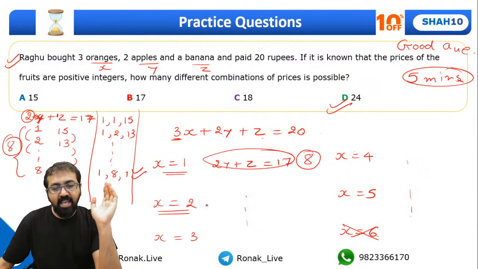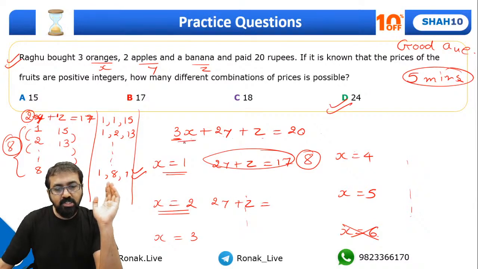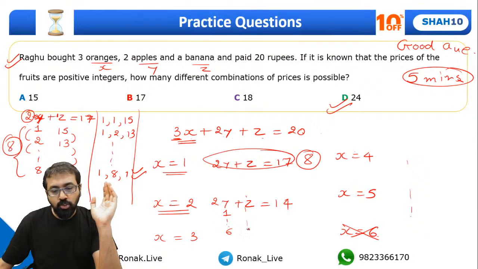Same way, when I take X equal to 2, what will happen? 2Y plus Z will be equal to, see, 3 into 2 is 6, 20 minus 6 is 14, so this will come out to be 14. So the Y value will go from 1 to 6 only, because if you take Y as 7, 7 2s are 14, so Z will come out to be 0. So Z will be 2 when you take Y as 6. So there are 6 solutions. Yes or no? These are 6 values.